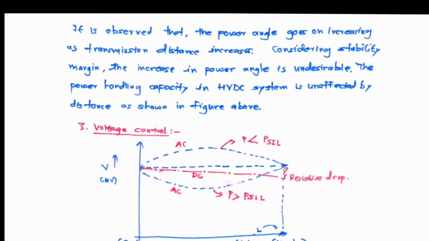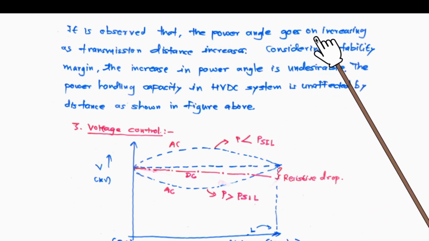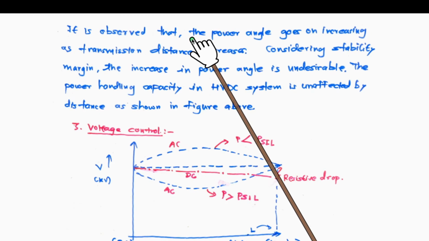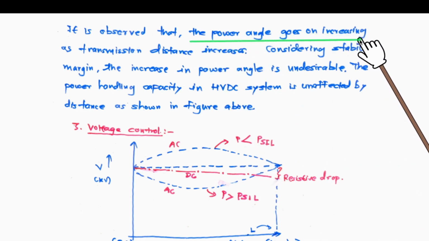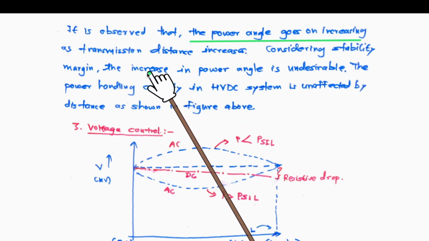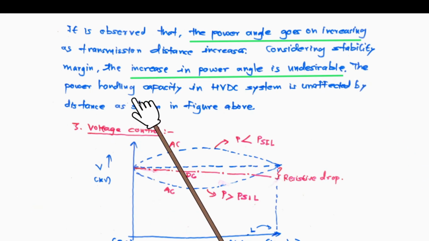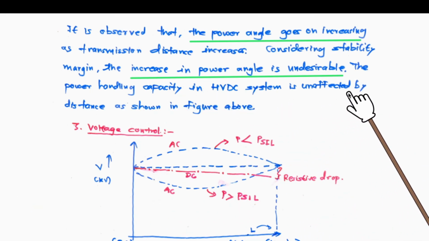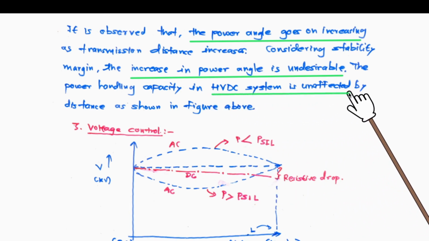So let us move ahead. That is what is mentioned here on the top: power angle goes on increasing as the transmission distance increases. Considering the stability margin, an increase in the power angle is undesirable. We cannot allow the power angle to increase, right? But the power handling capacity in the HVDC system is unaffected. This is quite remarkable. We have seen that from the characteristics already.